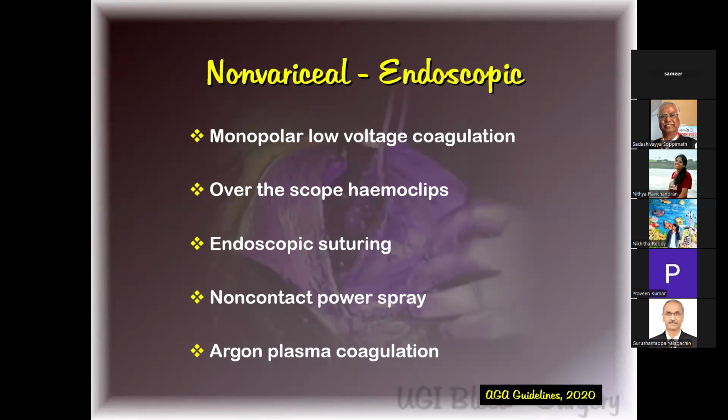I have never done it. If you have an operating endoscope, you can do suturing. As you said, non-contact. I'm sorry about the spelling. It's a powder spray, not power spray. And APC. Where do you use APC versus say a clip?